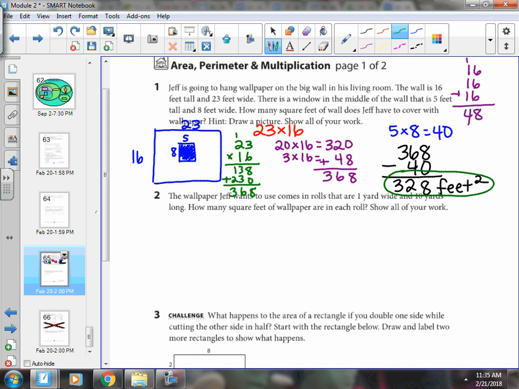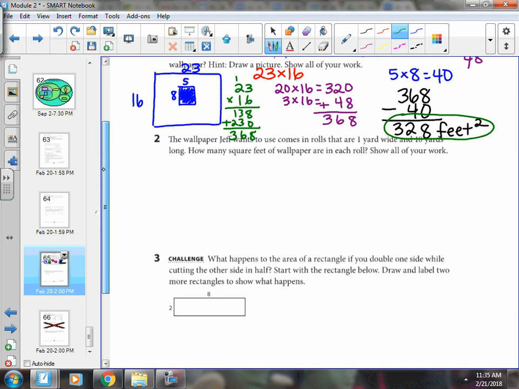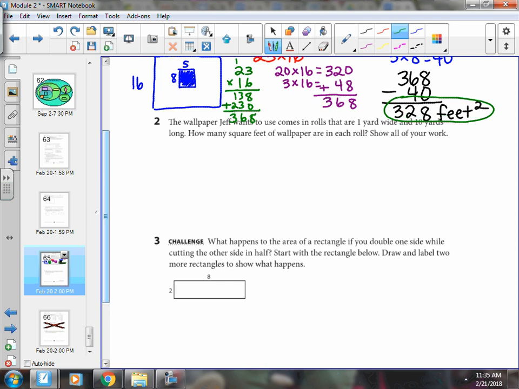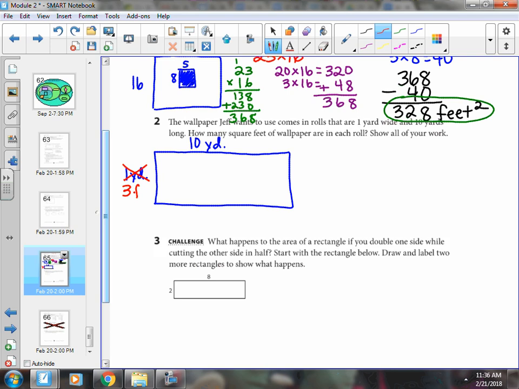There's our final answer. Number 2, the wallpaper Jeff wants to use comes in rolls that are 1 yard wide and 10 yards long. So if he were to unroll all that wallpaper, it would be 1 yard by 10 yards. But the question is, how many square feet is that? I am going to say that 1 yard is 3 feet. And use that number instead.